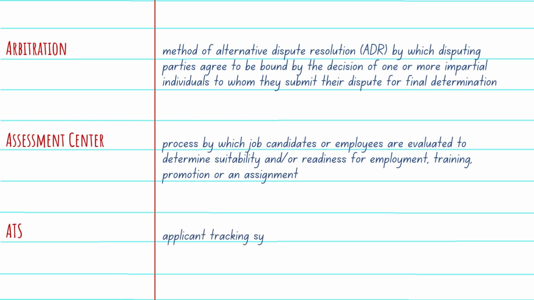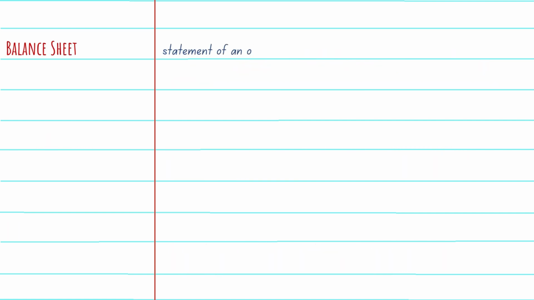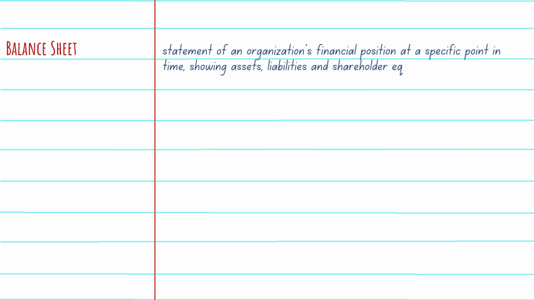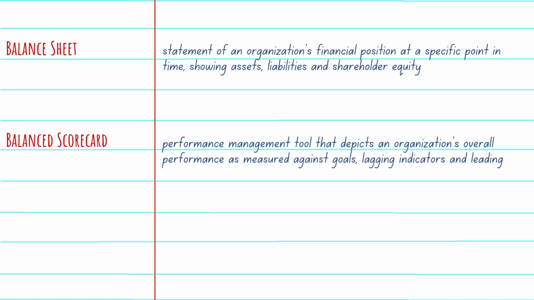ATS stands for Applicant Tracking System, which is a software application that automates organizations' management of the recruiting process, such as accepting application materials and screening applicants. Balance sheets are statements of an organization's financial position at a specific point in time, showing assets, liabilities, and shareholder equity. A balanced scorecard is a performance management tool that depicts an organization's overall performance as measured against goals, lagging indicators, and leading indicators.